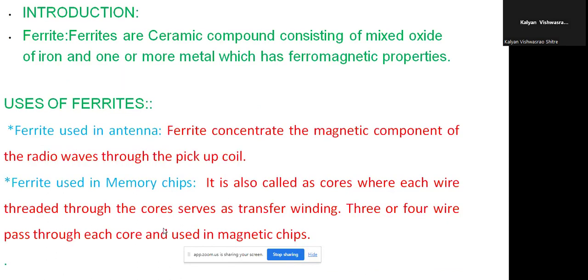Introduction. What does it mean by ferrites? Ferrites are ceramic compounds consisting of mixed oxides of iron and one or more metals, which have ferromagnetic properties. Uses of ferrites. Where are ferrites used? Ferrite is used in antennas. Ferrite concentrates the magnetic component of radio waves through the pickup coil. Ferrite is used in memory chips. It is also called the core, where each wire threaded through the core serves as a transfer winding. Three or four wires pass through each core and are used in magnetic chips.